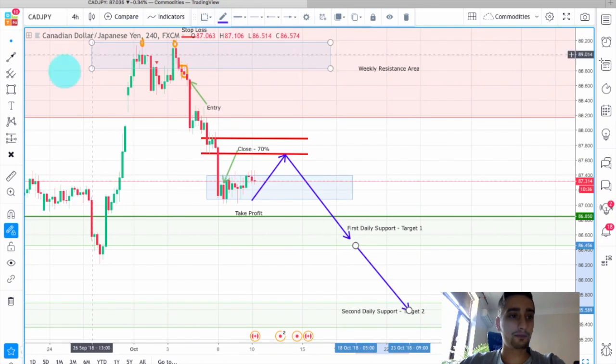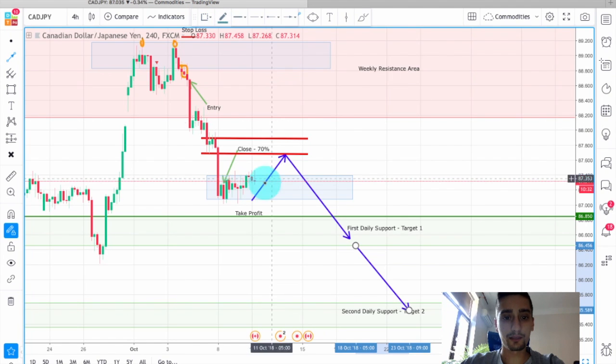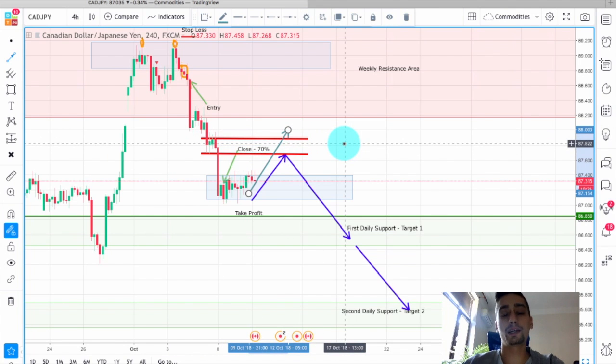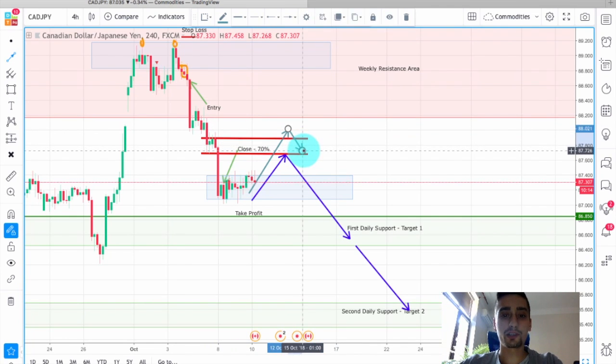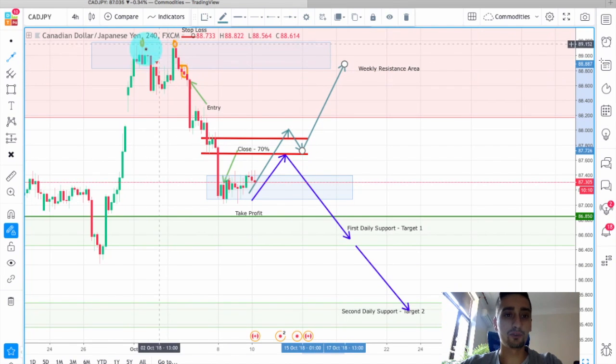Of course, we have the scenario of the price, let me just change the color of that, of the price breaking this previous bottom. So that would mean that most likely the downtrend is over and we are ready for an uptrend. So here, if we see a break, I would expect a small correction and then a new move up, probably up to those previous tops here.